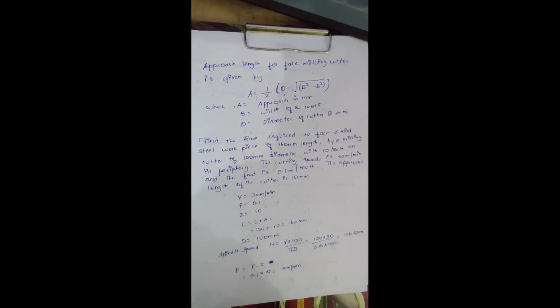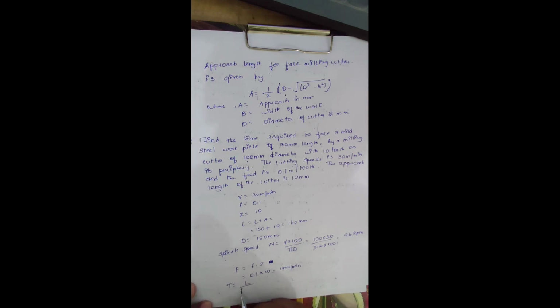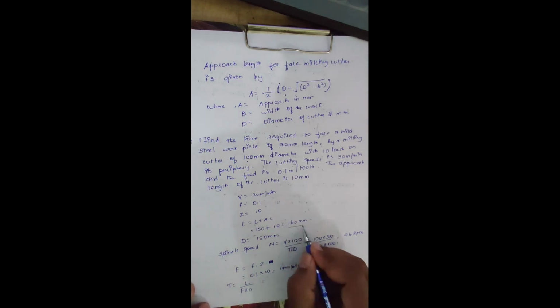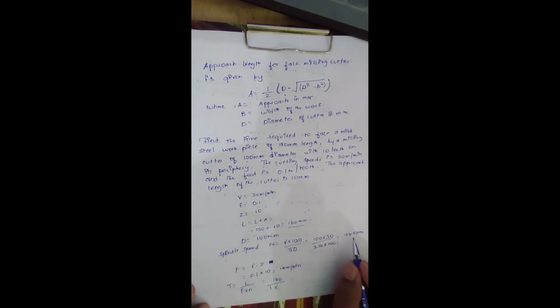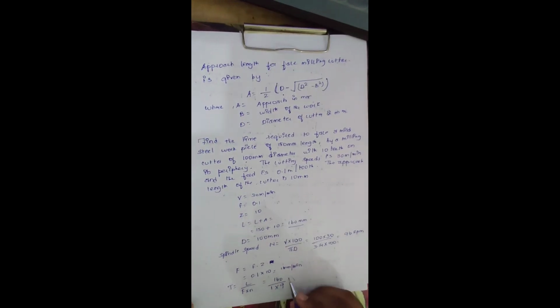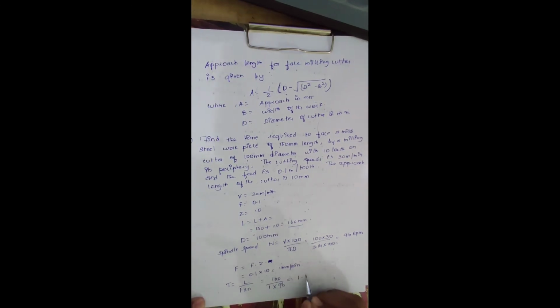Okay, now we have to find the time required. So we have to calculate the time. The time formula is T is equal to L by F into N. What is the length? The length is 160, divided by F, which is 1, into N, which is the RPM. The RPM is 96. So when you calculate, it comes to 1.67 minutes. So T is equal to 1.67 minutes.